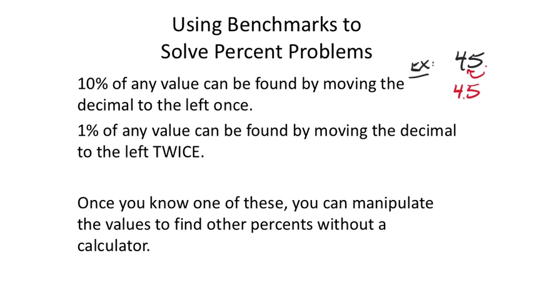Now, if it's 1% though, let's look at an example for this. We'll change the number a little bit. Let's do 10.2. If we wanted to find 1% of something like 10.2, and again, there could be more numbers there, that doesn't matter, now we're going to move that decimal to the left 2 times. So 1, 2, and 1% of 10.2 would be 0.102. That's 1%, okay?